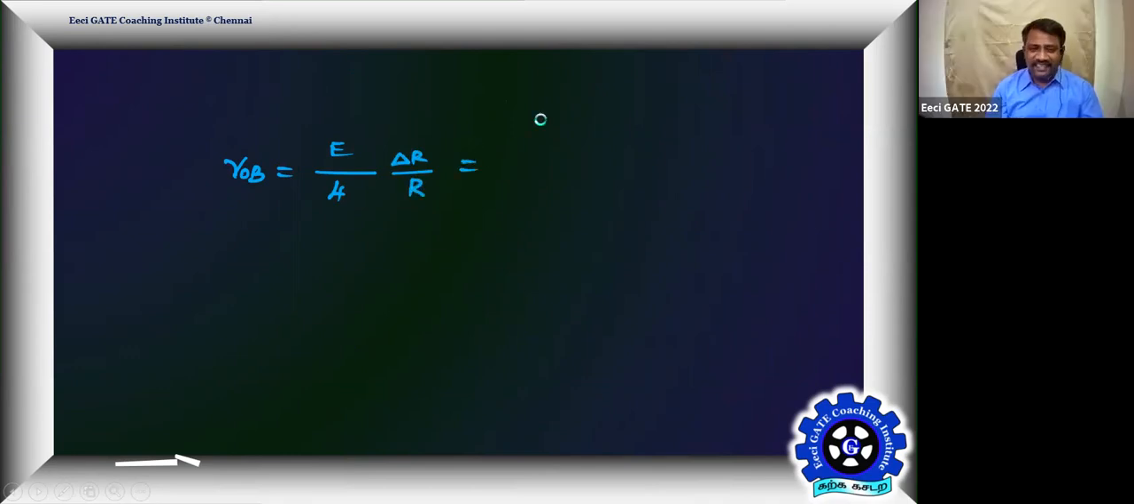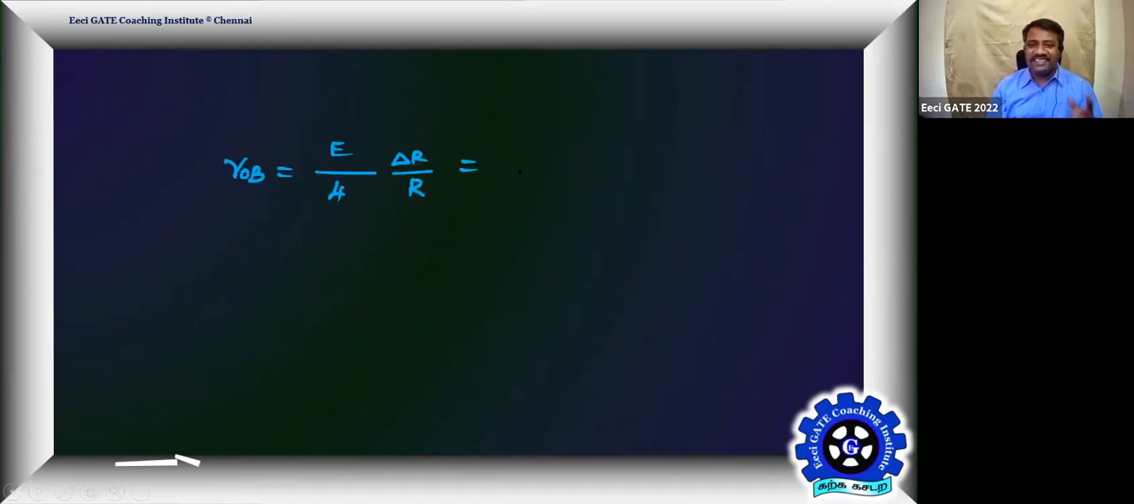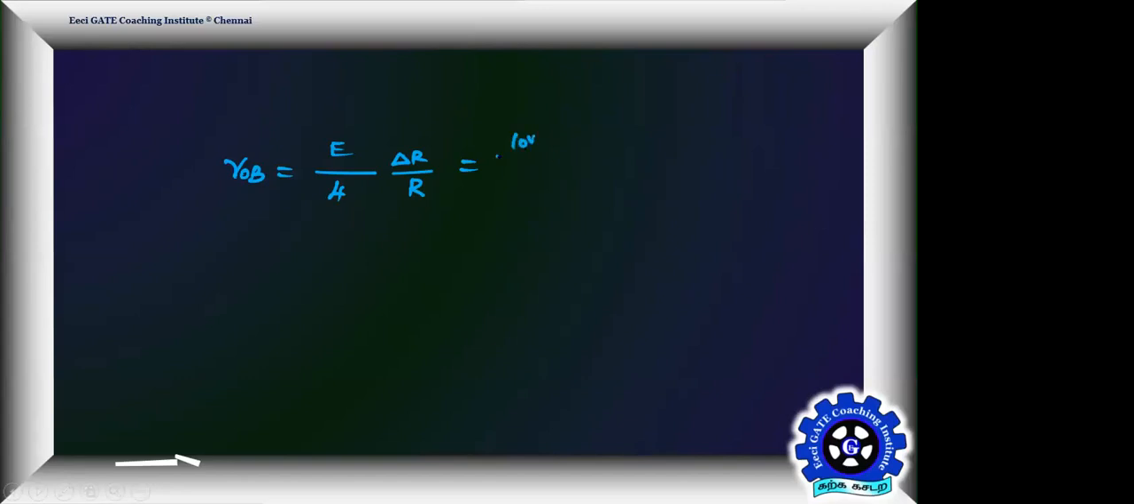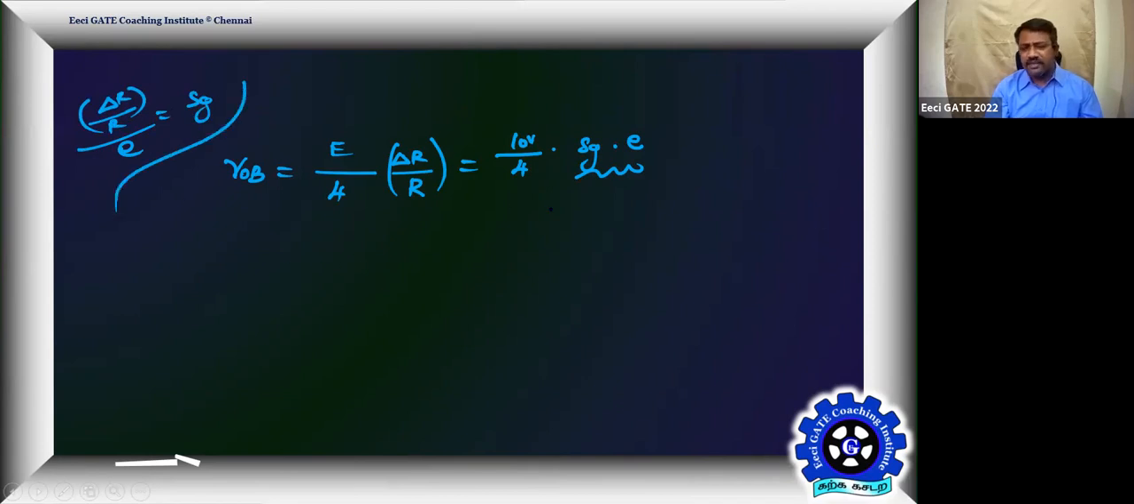What is E? Excitation of the bridge. Don't get conflicted. This E is not the Young's modulus. This E is the excitation to the bridge. How much? 10 volts, sir. Divided by 4 into delta R by R. Delta R by R is nothing but gauge factor into the strain. You don't need to calculate delta R also. Straight away use delta R by R, because we know the fundamental: gauge factor is delta R by R divided by strain. Exploit it always, so you don't waste time unnecessarily calculating delta R.